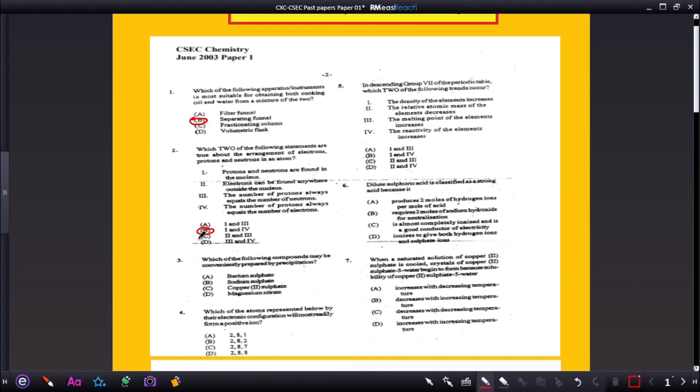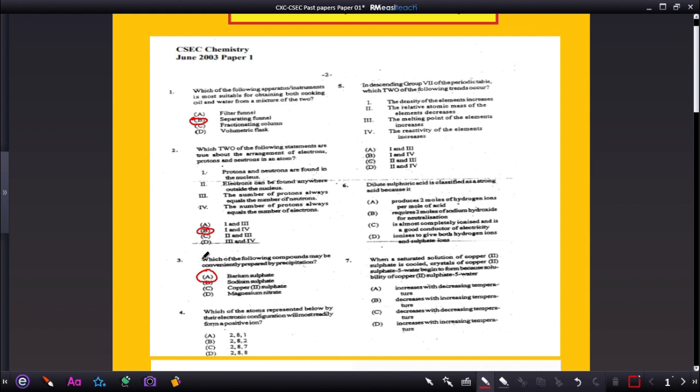Question 3. Which of the following compounds may be conveniently prepared by precipitation? So we look at the solubility of the compounds, and we know that all nitrates are soluble. Also, all sulfates are soluble except barium, lead, to an extent calcium, and silver. And so the answer here would be A, barium sulfate, which is extremely insoluble.